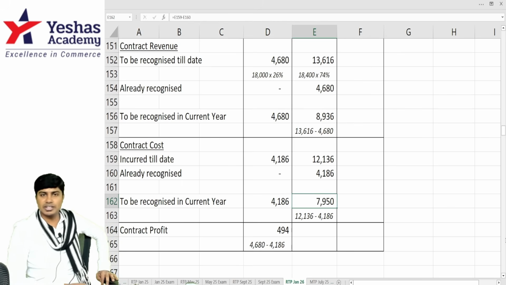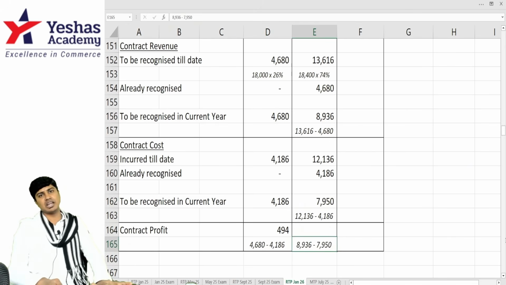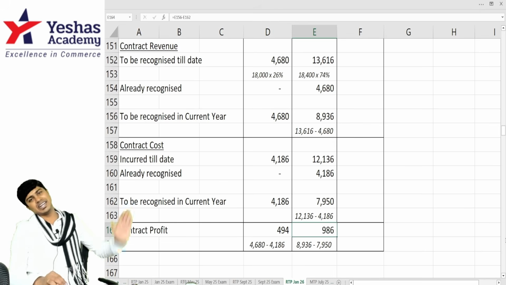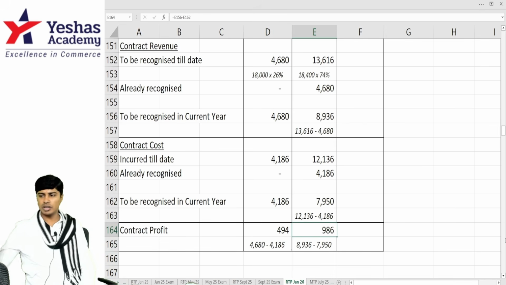Contract revenue in year 2 is 8,936. Contract expense in year 2 is 7,950. If you do 8,936 minus 7,950, 986 will become your contract profit for year 2. Got this?